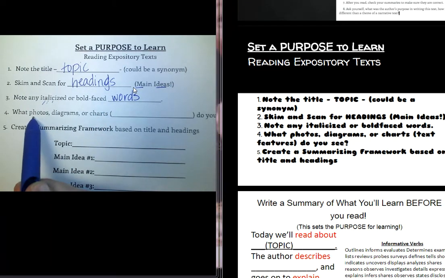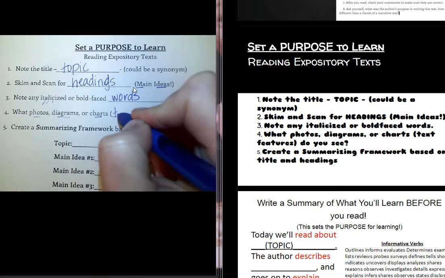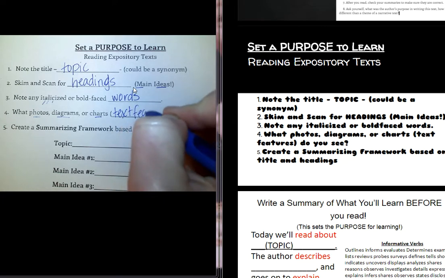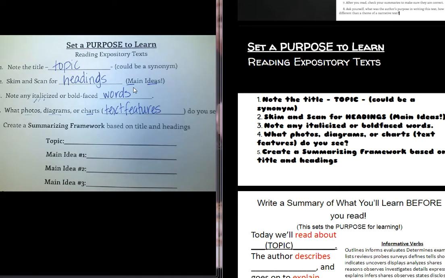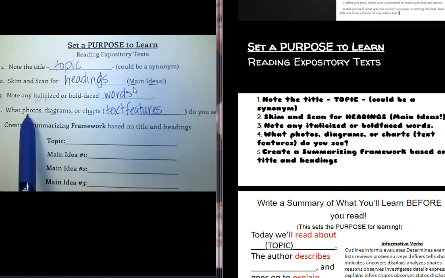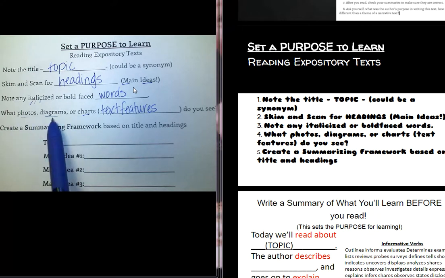Then you also need to notice the photos and the diagrams or charts. These are called text features. We put these in our notebook yesterday, and we're going to take a look at those in a little bit. A lot of times on the STAR test or other tests or quizzes, sometimes the information is not actually in the story itself. A lot of times it's in the captions under photos, or it's in a diagram that you need to look at, or it's in a chart. So don't leave these out when you're reading.